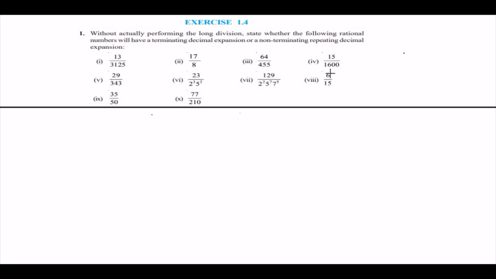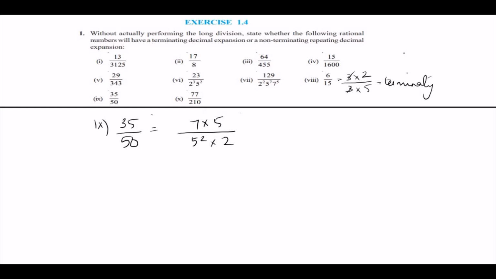Now the eighth one, you can factorize 6 as 3 into 2 and 15 as 3 into 5. So when you cancel, you get in terms of 5. So it has a terminating decimal expansion. And 35 by 50, if you check, you can see 50 can be written as 5 square into 2 and 35 as 7 into 5. So when you cancel, it is of the form 5 raised to m into 2 raised to n. That is, it has a terminating decimal expansion.